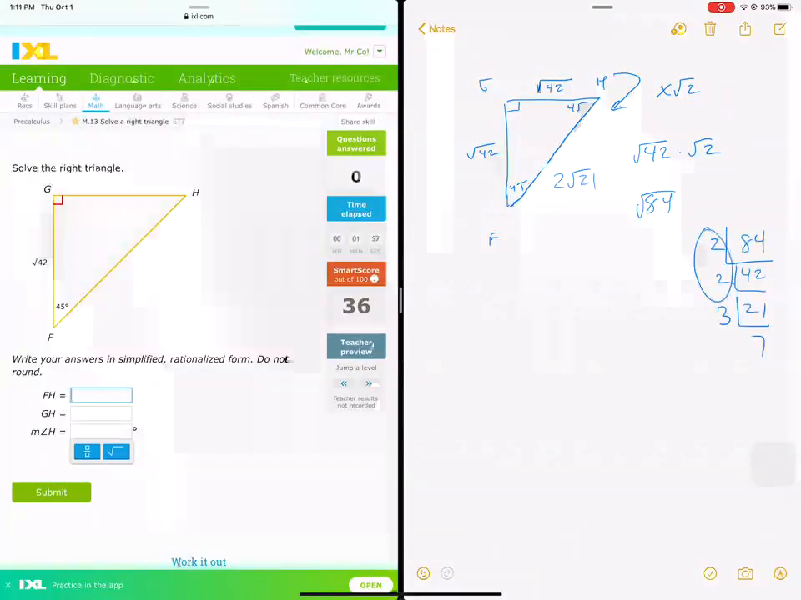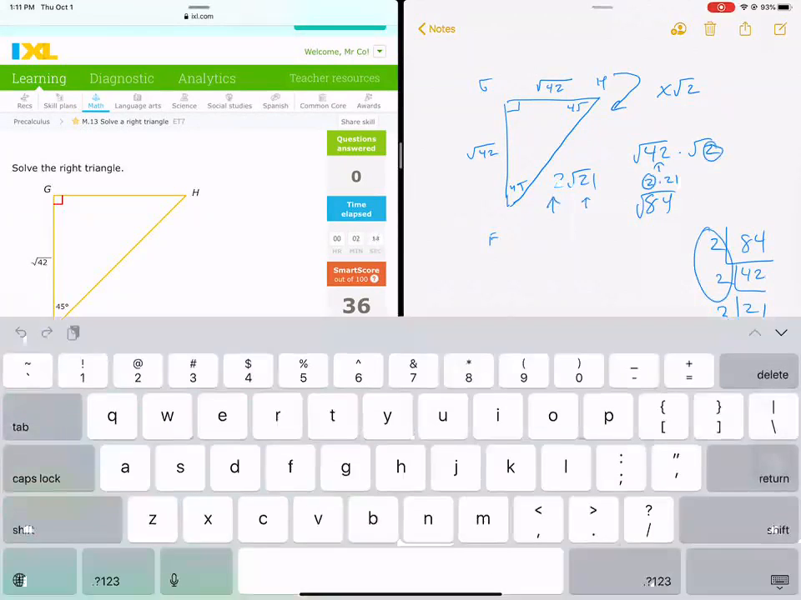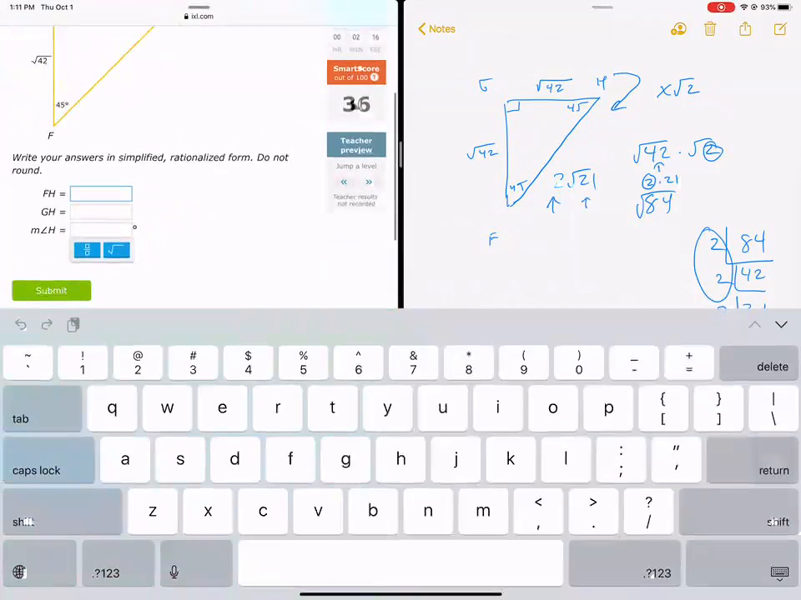You could also have realized that here, if you wanted to save some time, isn't 42 2 times 21? And now you have a pair of 2's on the outside, and 21 is stuck on the inside. And this is how we would write our answer. On my left, FH is 2 square root 21. GH is square root of 42. And angle H, we said was 45.